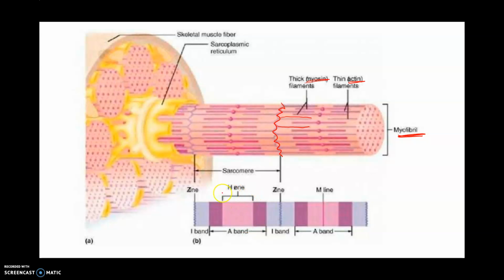If we're looking at just our pictures here, we can see that our H zone, this is where we're just going to see our myosin filaments. Our A band is our dark zone, where we see our overlap with our myosin and our actin. Our I band is where we're going to see just our light band, where we see those actin molecules. And then remember, from Z-line to Z-line, that is the size of our sarcomere.